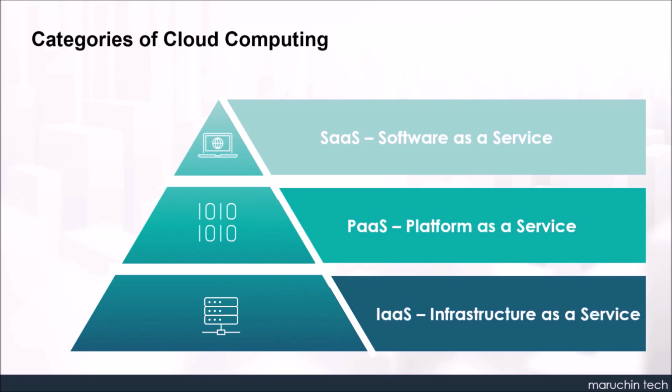IaaS, Infrastructure as a Service, lets you customize infrastructure components such as servers and networks over the internet. It is the most fundamental cloud service category, requiring you to configure everything but the physical layer. You can flexibly customize, but you have the responsibility of designing and managing the service on your side.